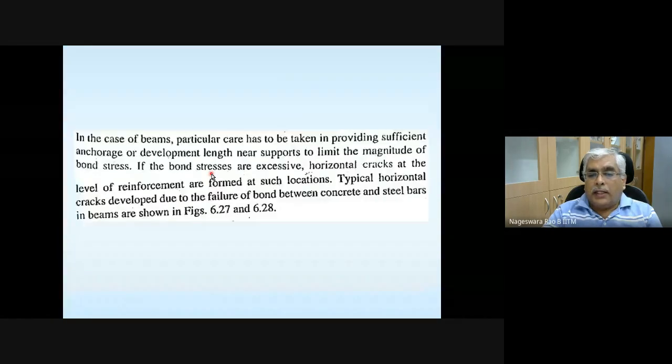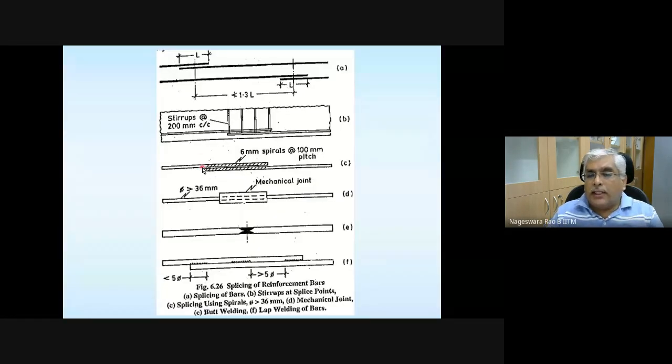So let me try to explain using this. Forget about the spirals and other things. This is your lap length. Imagine this bar to be a 36 mm diameter bar, and another 36 mm diameter bar. This is the lap length. This length is going to be your Ld. I want to reduce this Ld to 15 times the diameter of the bar.